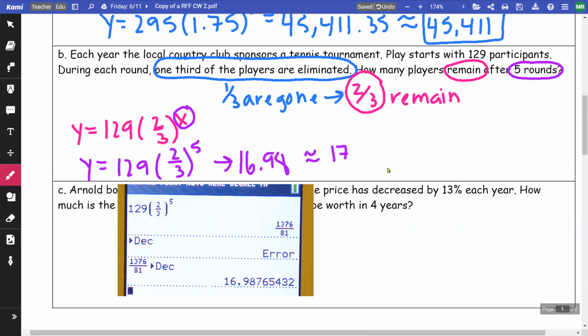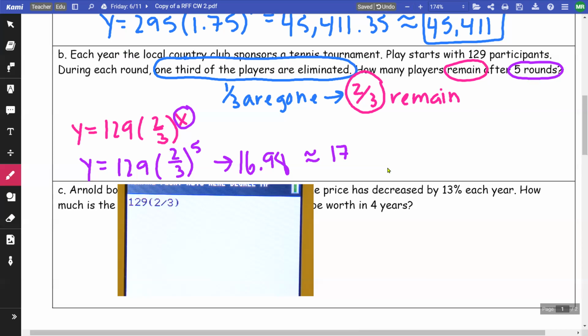Now, if I didn't want to have to deal with changing that, I could have done 129 times 2 divided by 3 instead of putting it in as a fraction, raised to the power of 5, and then that would have given me straight the decimal.